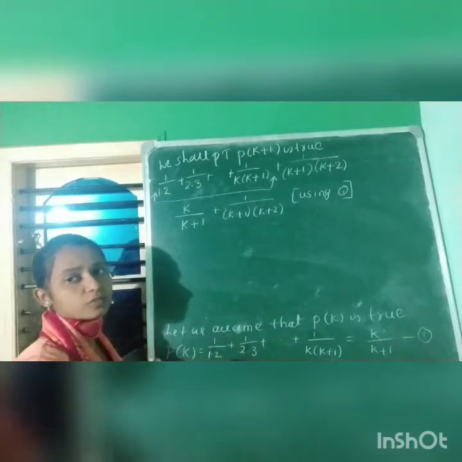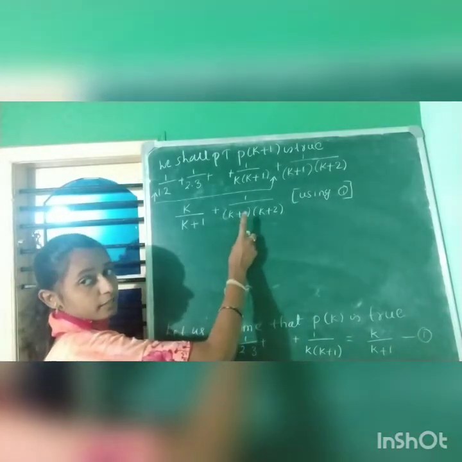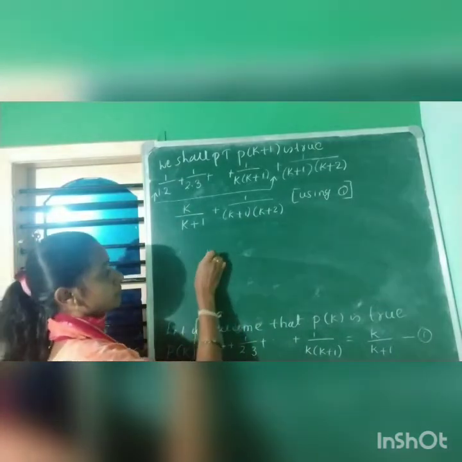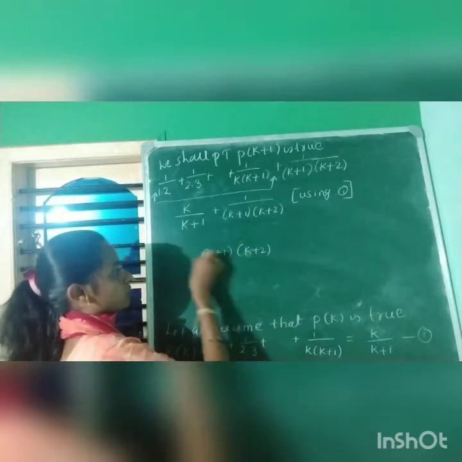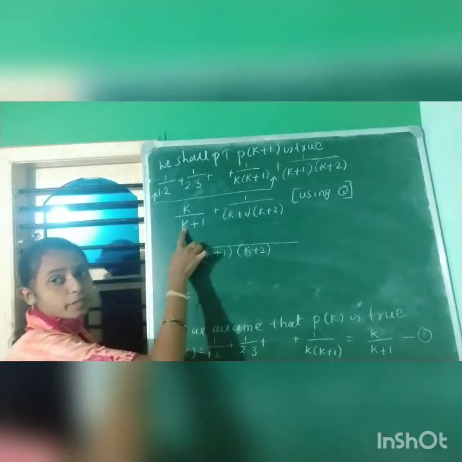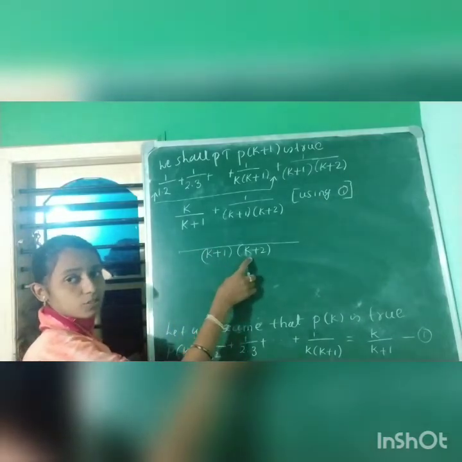So next you need to go with the LCM. LCM is nothing but, I'll just take it here, 2 factors are there. Therefore, I'll take this as the LCM: k plus 1 into k plus 2. So in this denominator, k plus 1 is there. These two get cancelled. Remaining is k plus 2.